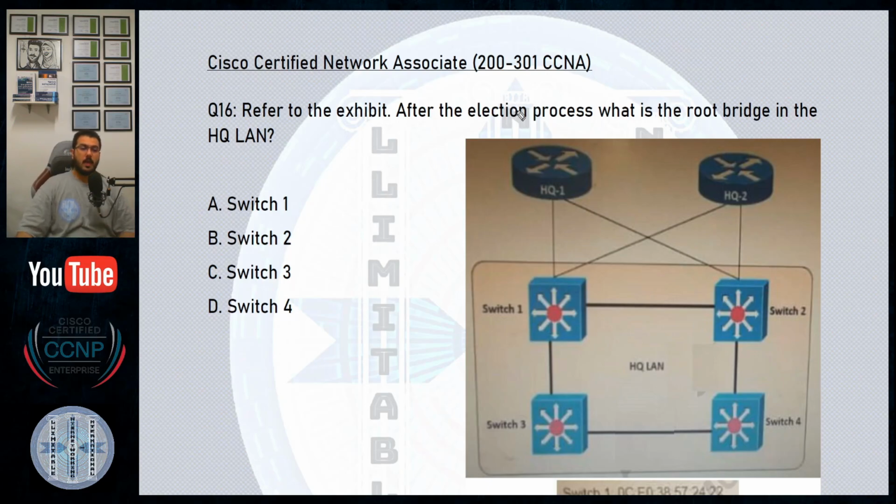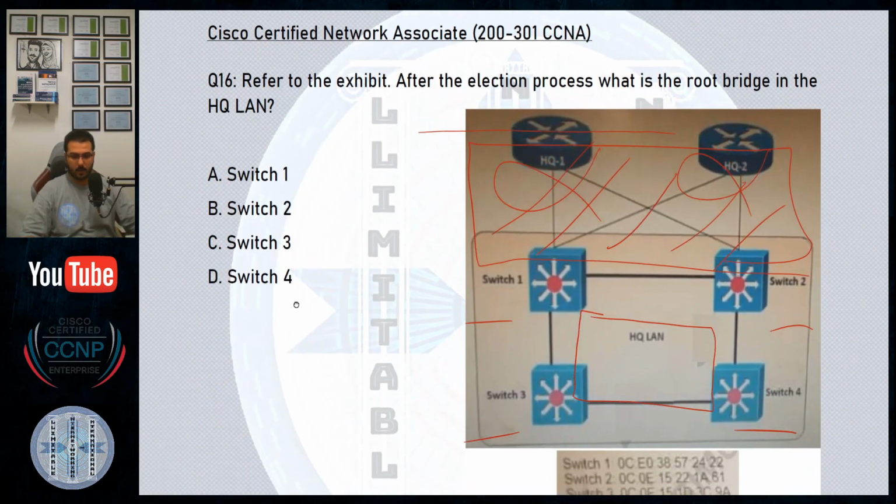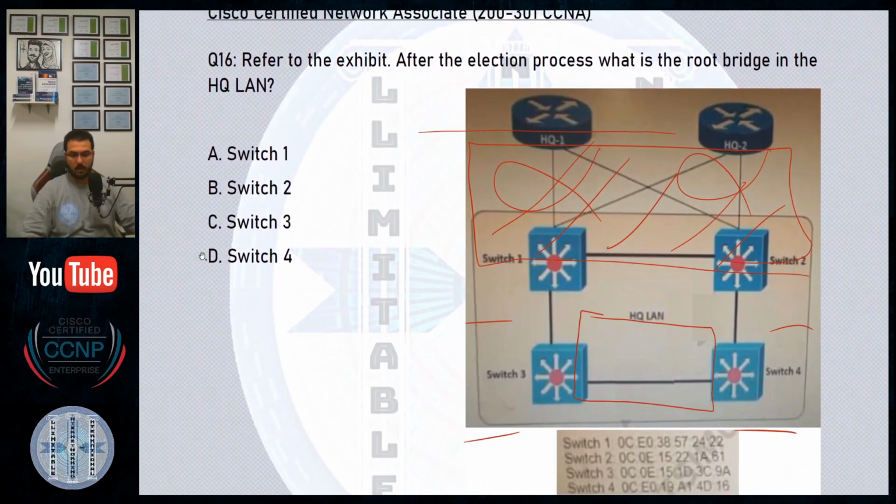16 says, after the election process happened, who is the root bridge here? Okay, would you mind if I took this image off, because I don't care about layer 3 ports, and let me only look at this closed square. I have 4 switches and I have a problem with my image. Opa. Okay, that should be better.